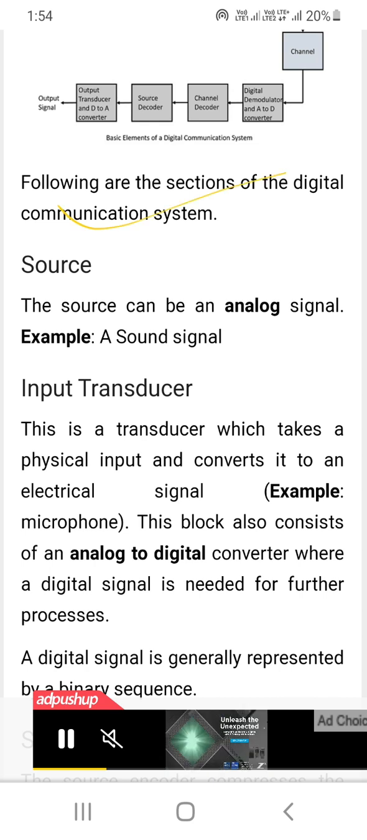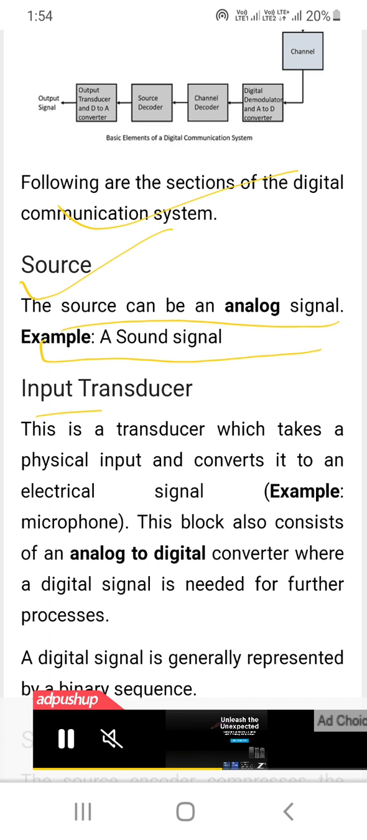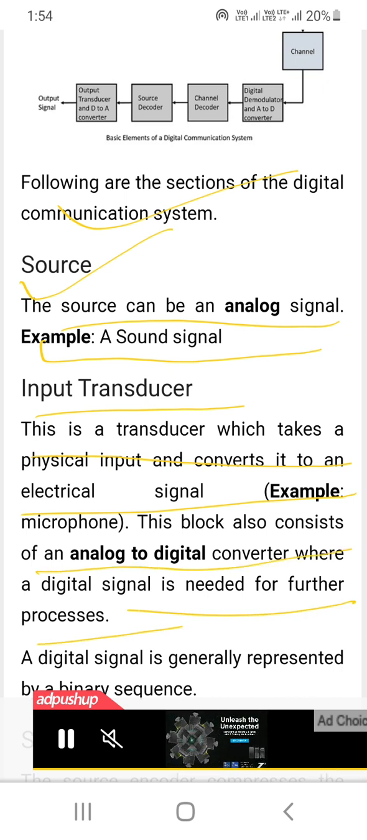Following are the sections of the digital communication system. Source: the source can be an analog system, for example a sound signal. Input transducer: this is a transducer which takes the physical input, for example an analog to digital converter, where the digital signal is needed for further processing.